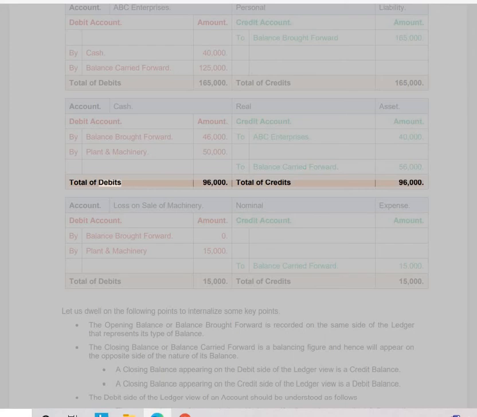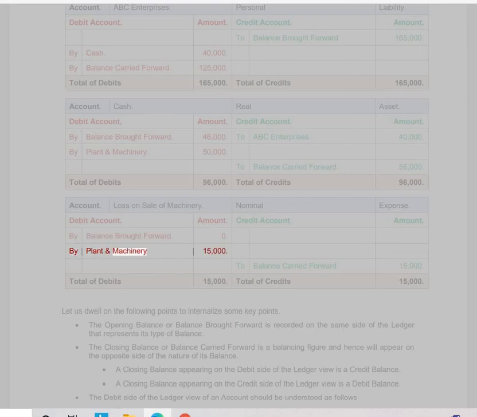56,000, total of debits 96,000. Total of credits 96,000. Account: loss on sale of machinery. Nominal expense. Debit account, amount. Credit account, amount. By balance brought forward.